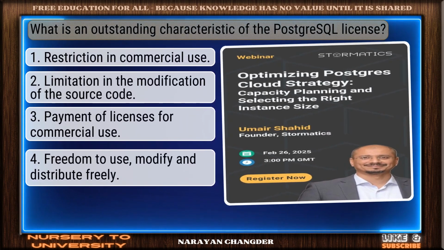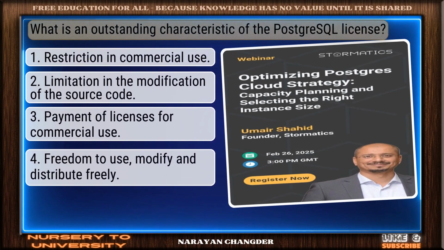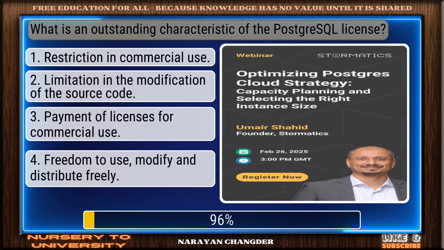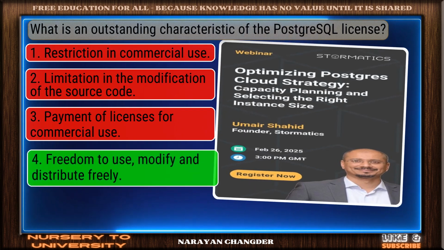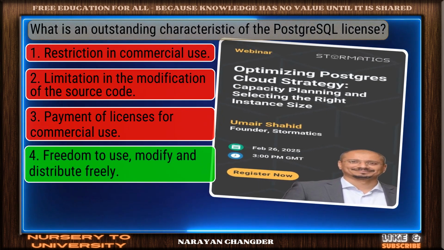Question number 37. What is an outstanding characteristic of the PostgreSQL license? Nice selection. Freedom to use, modify and distribute freely is the correct and valid answer.